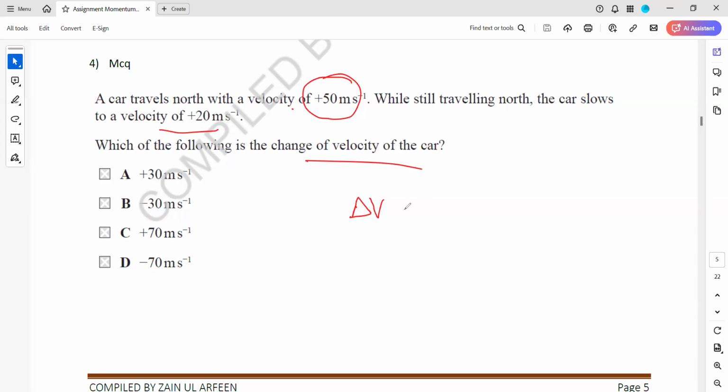Look, remember, whenever we need the change in velocity, it's final minus initial. The initial is 50 and the final is 20. So if I need the change in the velocity, it will be 20 minus 50. So 20 minus 50 is minus 30 meters per second. That's why B should be the right answer. Okay.